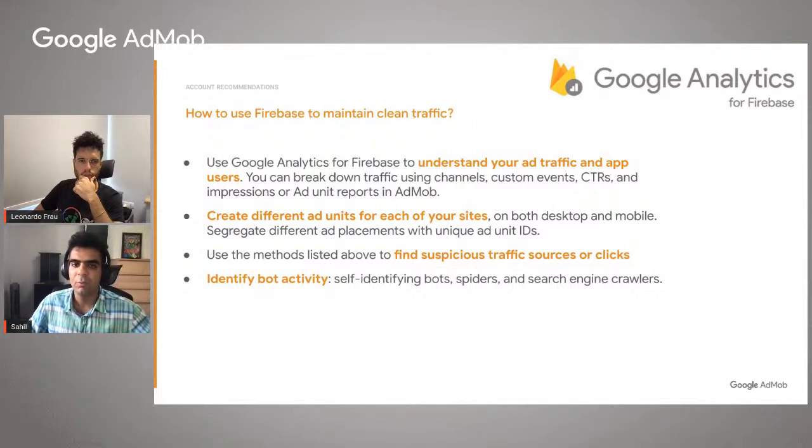The next point that we would want to touch upon is using Firebase. Firebase is a Google Analytics tool which you can link to your AdMob account, and it is a very strong tool. It allows you to understand your ad traffic and app users in much more granular detail. Once you start using Firebase, you can create different ad units for each of your sites. You can understand the trends of traffic coming onto your sites and onto all these ad units, as well as other metrics. Once you start identifying the trends using Firebase, you will be able to understand what kind of traffic is good versus what kind of traffic you want to avoid. And once you have that understanding, you will be very easily able to keep your account clean.